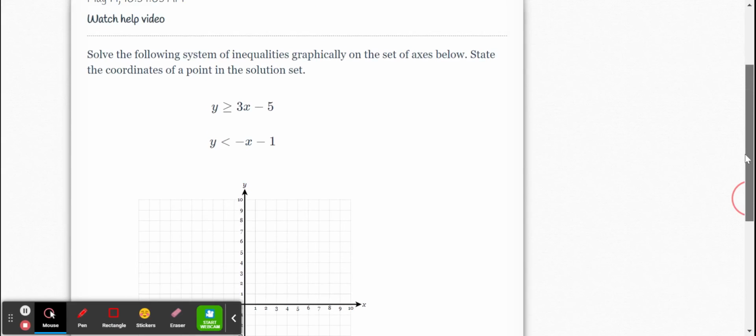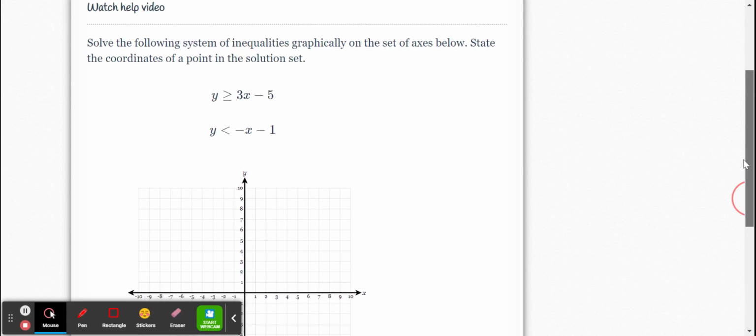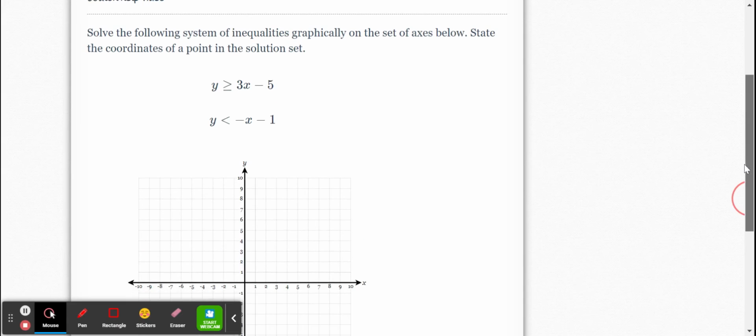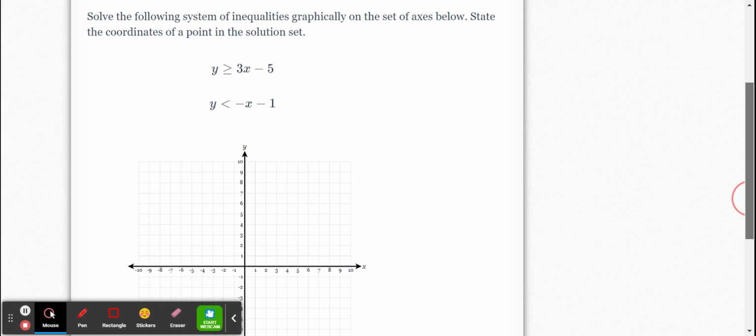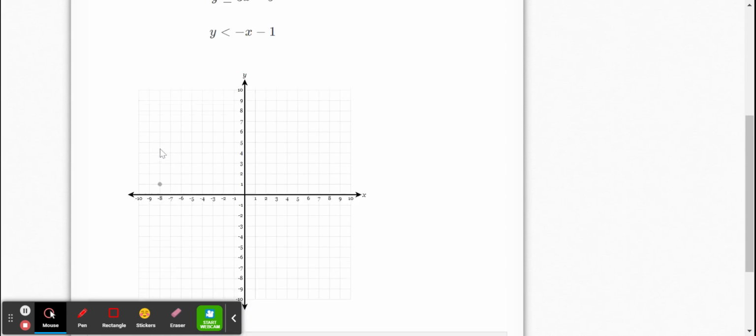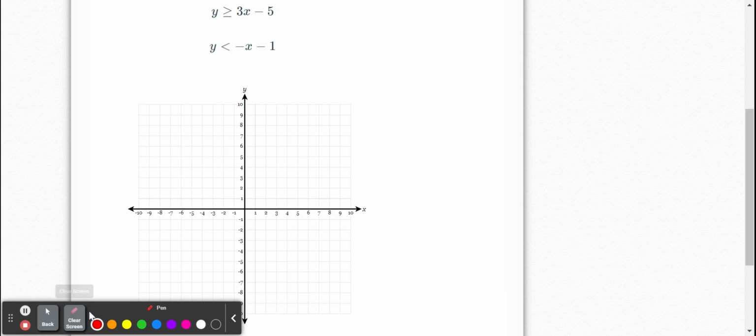Okay, so here we have a question that says, solve the following systems of inequalities graphically on the set of axes below. State the coordinate of a point in the solution set. So remember, a point to a system of inequalities has to be in the double shaded region, cannot fall on a dotted line. Any other point that fits that criteria will work. Okay, so let's get started graphing this first inequality.